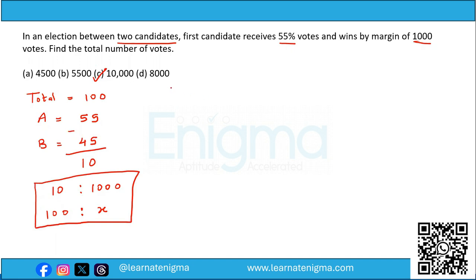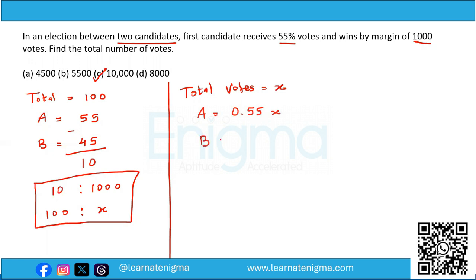The second method is by assuming the total votes as x. So total votes are x. First candidate receives 55% votes. That means he will receive 0.55x votes, and hence B will receive the remaining votes, that is 0.45x.